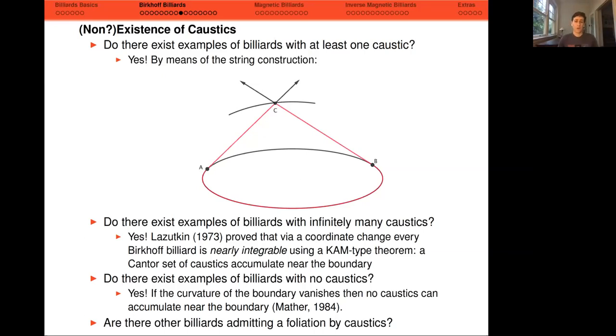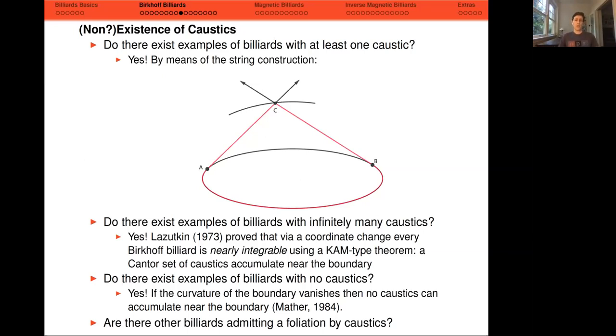We can also ask if there are billiards that have no caustics. The answer is yes, if the curvature of the boundary is allowed to vanish. If there's a point of zero curvature on the boundary, then there will be no caustics that accumulate near the boundary. This is by a theorem of Mather from 1984. So even though we've been talking about convex billiards, we're really talking about strictly convex billiards. A classic example of a billiard with no caustics is what's called the stadium, which is a rectangle capped by two semicircles. That has a lot of nice chaotic properties. It's ergodic, and there are many other things done there.